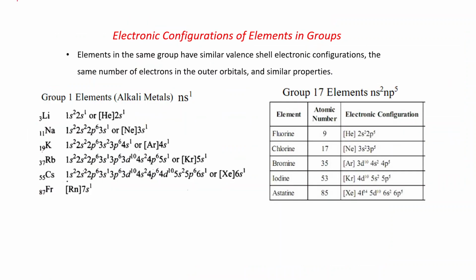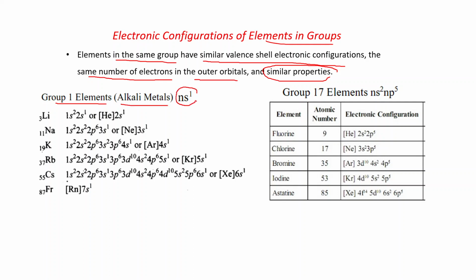Now see, electronic configuration of elements in groups. Elements in the same group have similar valence shell electronic configuration, that is, the same number of electrons in the outer orbitals, hence similar properties. Just see the group 1 elements, also known as the alkali metals. We can write the general outermost shell electronic configuration ns1.